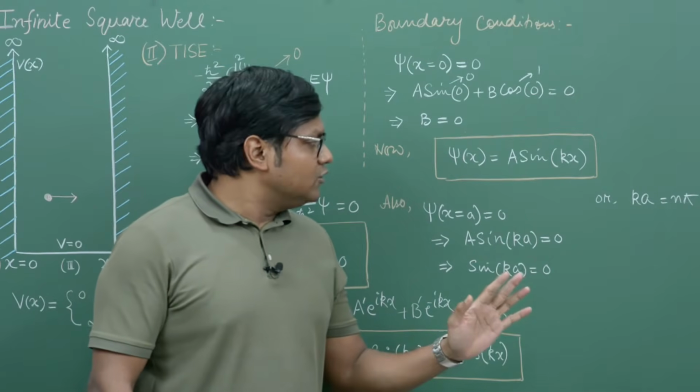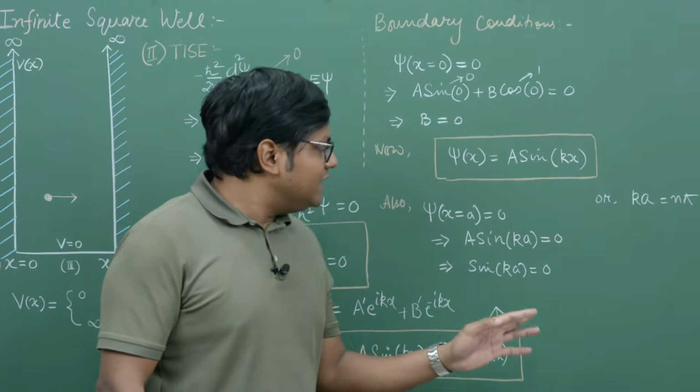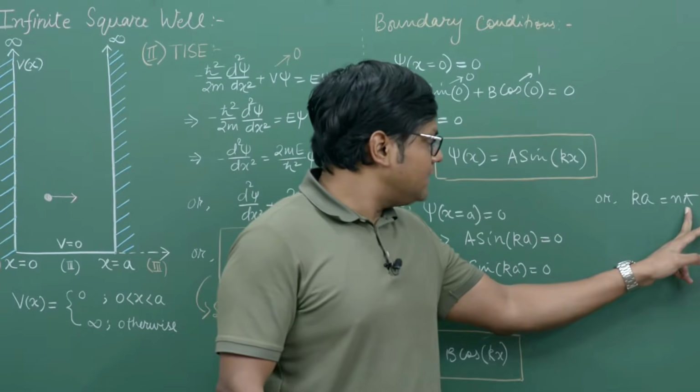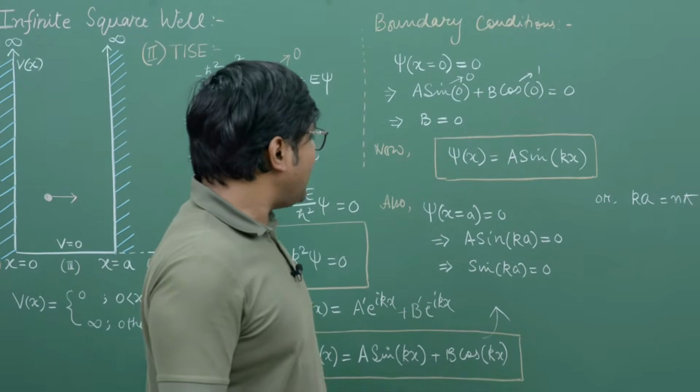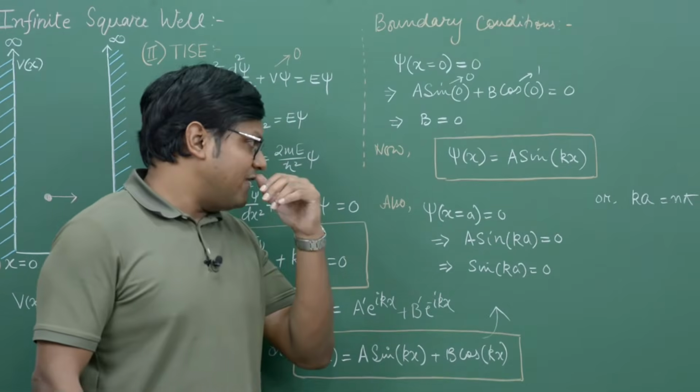But we can't really include n is equal to 0 here, because the moment I say n is equal to 0, I will actually end up getting a vanishing wave function.